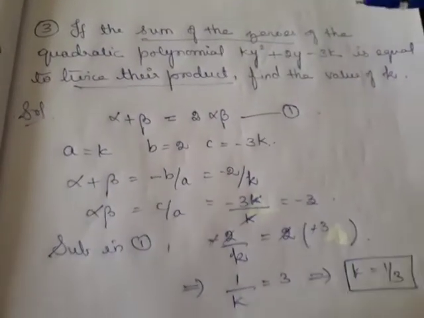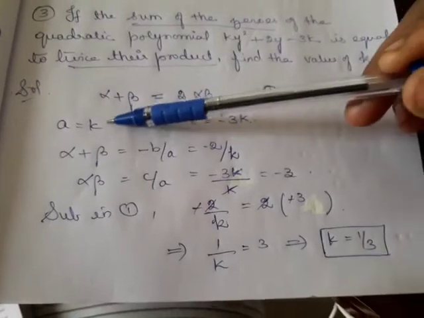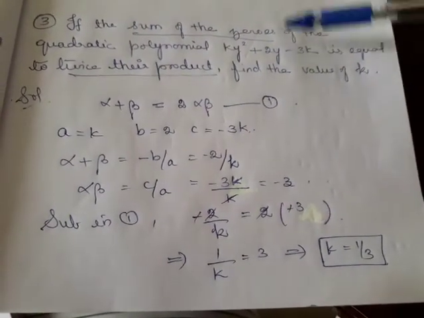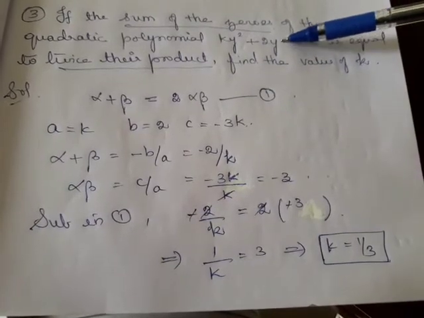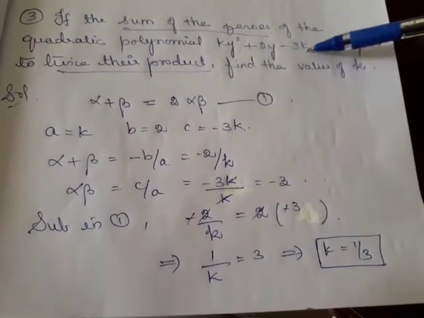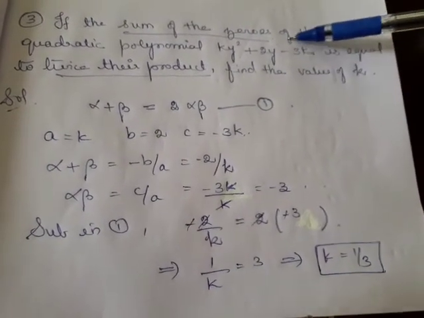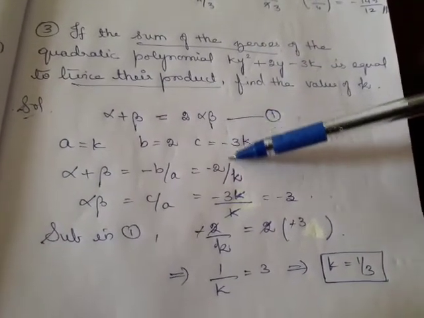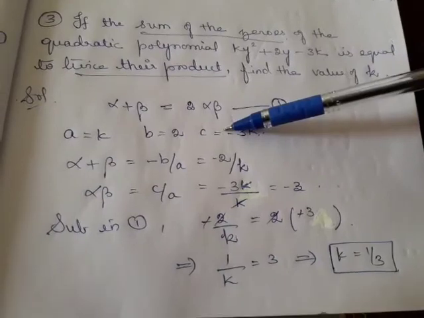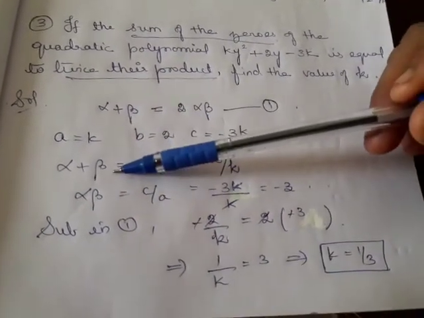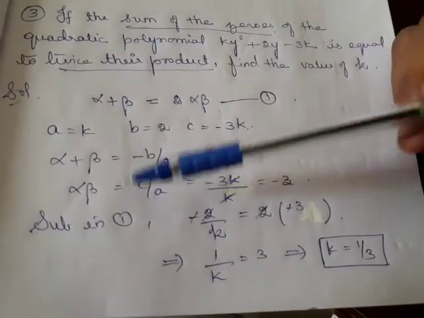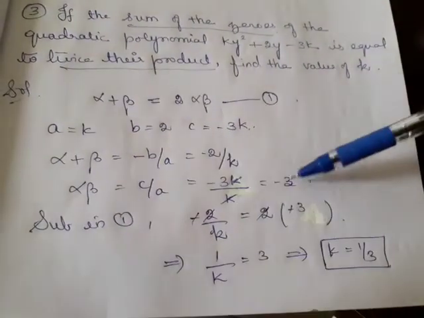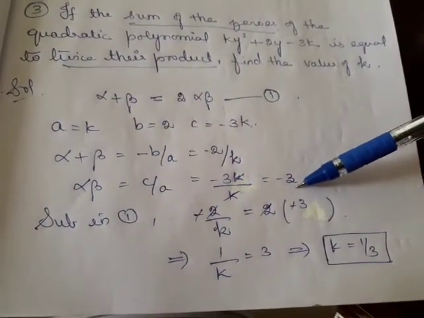Now let us see how to solve this problem. So after this we have taken the values of a, b and c. While taking the value of c, be careful, you should not write minus 3 alone. Minus 3k is the constant term here. So the entire minus 3k will be the value of c. Now find what is alpha plus beta and alpha beta. Alpha beta is c by a, so minus 3k by k will get cancelled, it will become just minus 3.